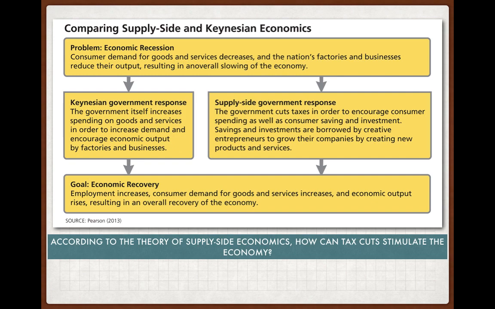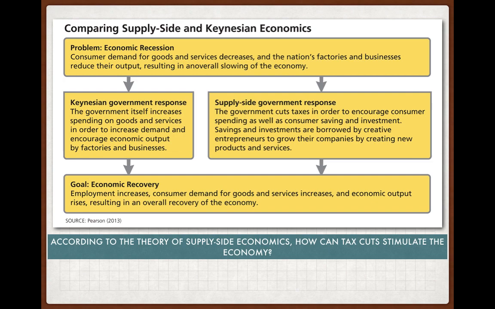So let's compare those two ideas that he was talking about, supply side and Keynesian or pump spending. If the problem is an economic recession, that consumer demand for goods and services has decreased, that the nation's factories and businesses have reduced their output, and that the result is an overall slowing of the economy, the Keynesian, the FDR, the LBJ answer is the government needs to increase spending on goods and services in order to increase demand and encourage economic output by factories and businesses.